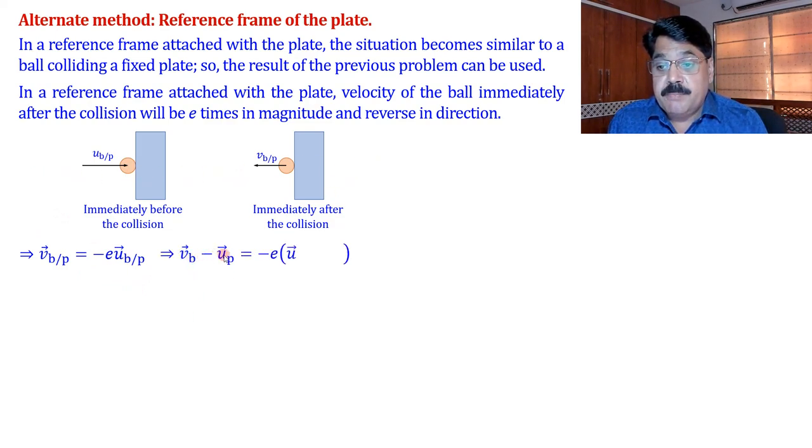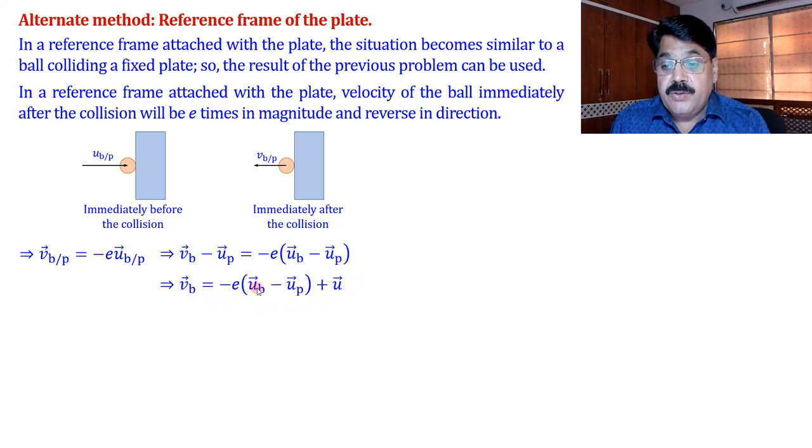So V_B vector minus U_P vector is equal to minus e times (U_B vector minus U_P vector). Actually, we have taken vector form because when we take relative velocity, the vector form will help when the velocities are added and subtracted. V_B is equal to minus e(U_B minus U_P) plus U_P. Now we substitute the values to find velocity in the ground frame. So V_B is equal to minus e U_B plus (1 plus e) U_P. So this relation is similar.